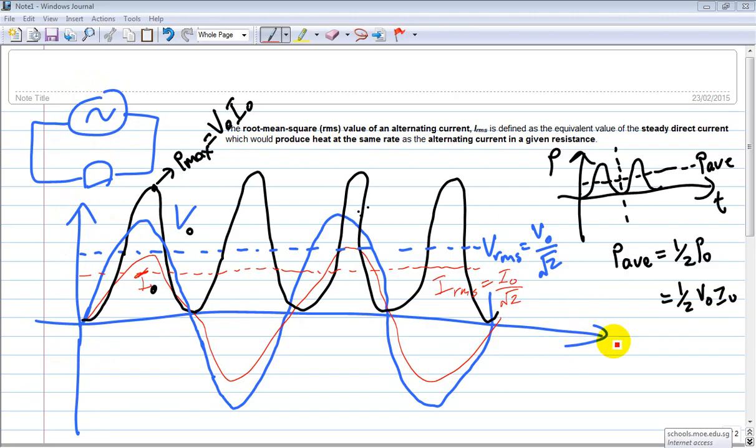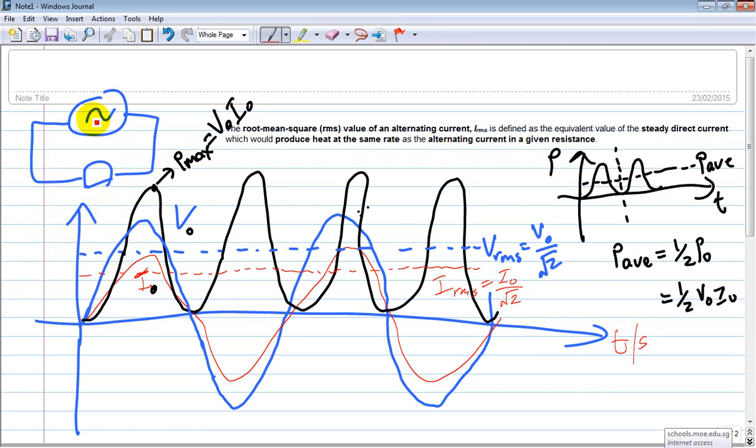The x-axis in this graph is time, in seconds. The y-axis actually represents a variety of things. It can represent voltage, it can represent current, and it can represent power. So basically I'm not going to name the y-axis because of this.